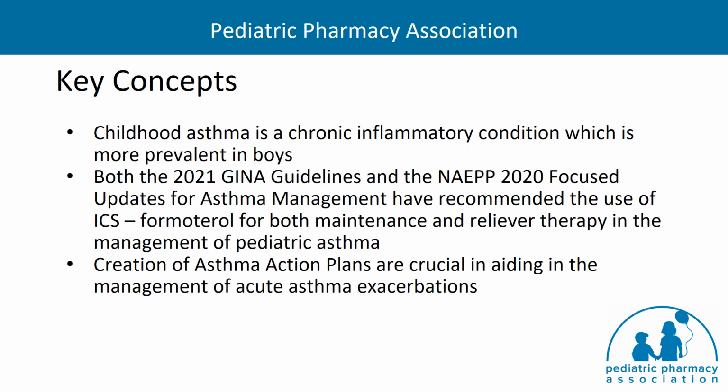Key concepts for pediatric asthma management include that childhood asthma is a chronic inflammatory condition which is more prevalent in boys. Both the 2021 GINA guidelines and the NAEPP 2020 focused updates for asthma management have recommended the use of inhaled corticosteroid formoterol for both maintenance and reliever therapy in the management of pediatric asthma. And finally, creation of asthma action plans are crucial in aiding the management of acute exacerbations.